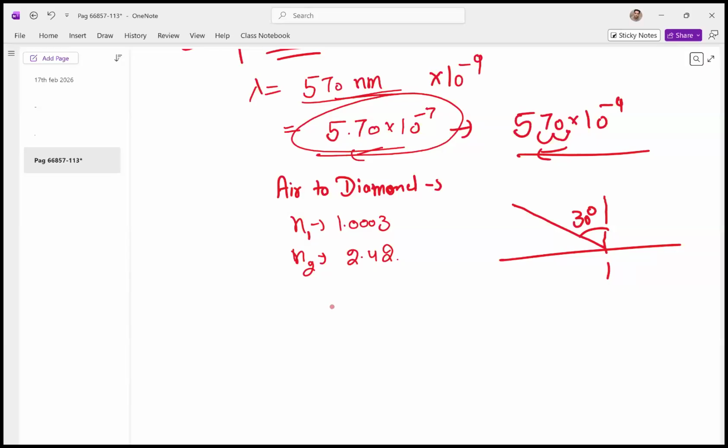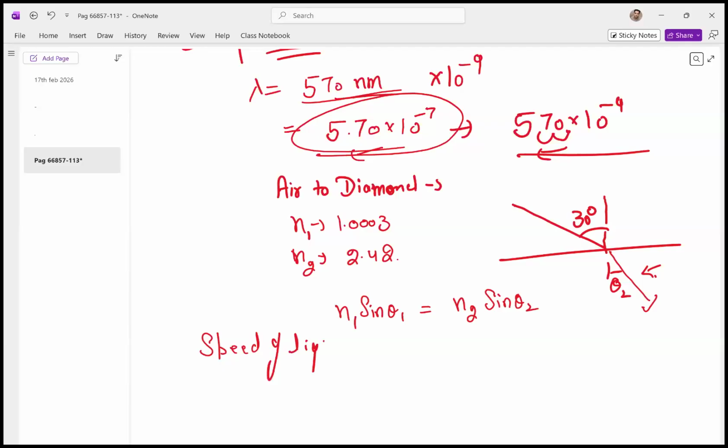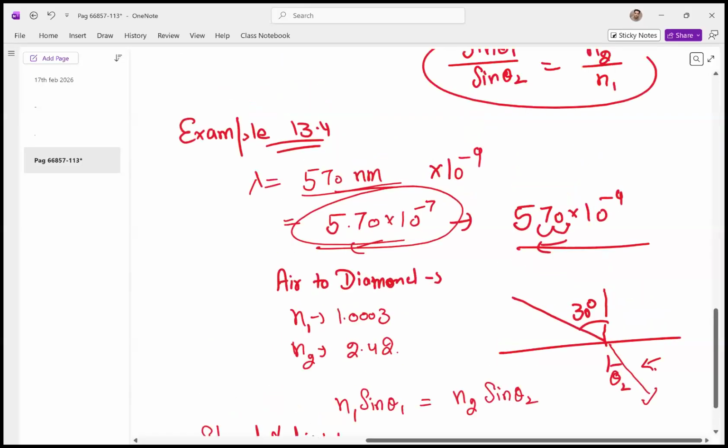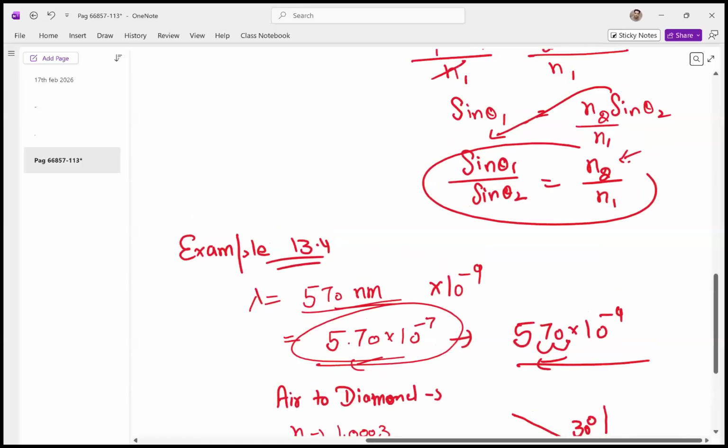I will write it as n1 sine of theta 1 equal to n2 sine of theta 2, if I'm looking for the theta 2 angle. But I'm not looking for theta 2. What I'm looking for is the speed of light. So I know the n1 and n2 values from this formula. These two are given to me.